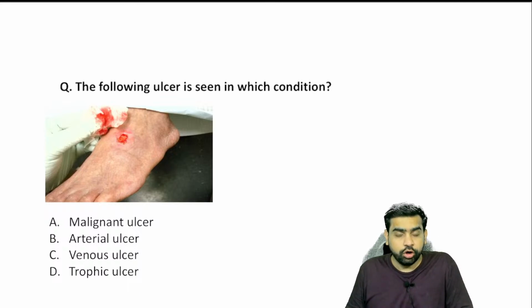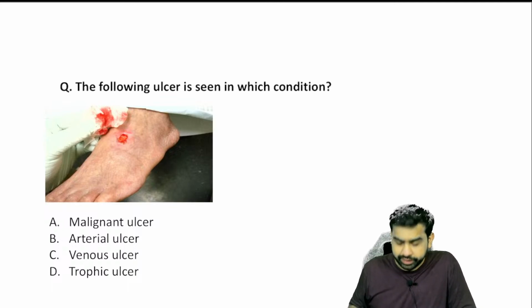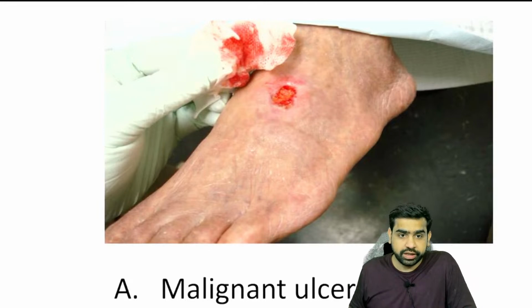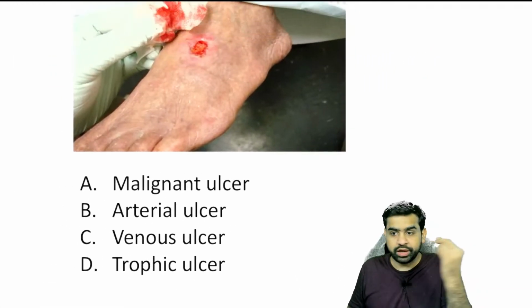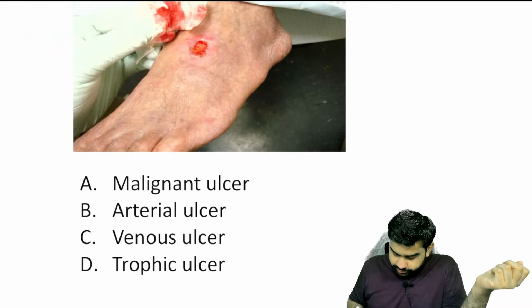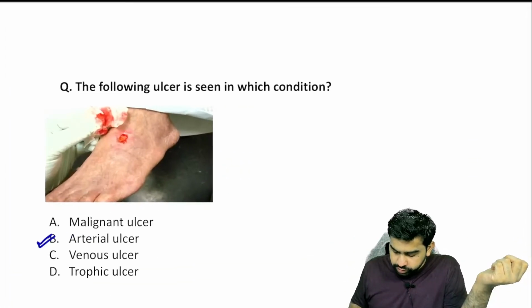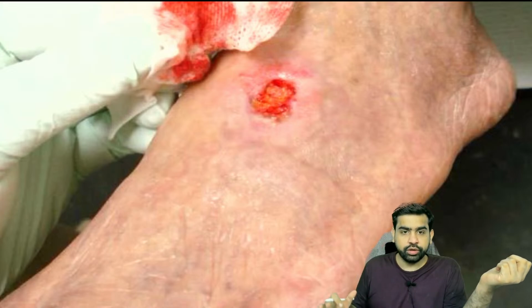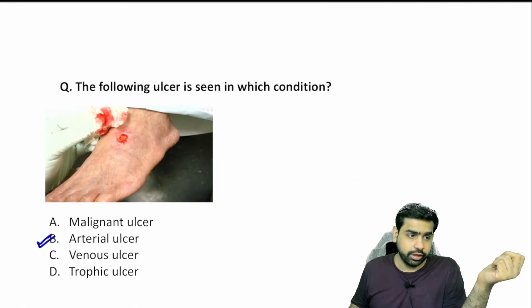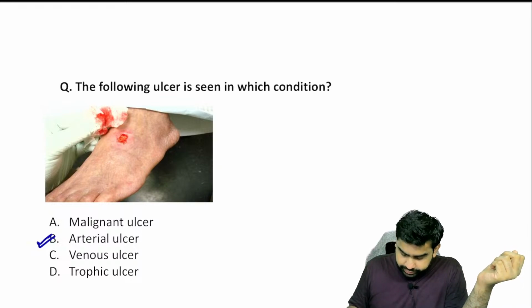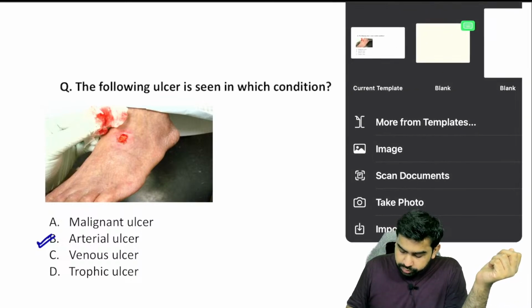Okay, so the following ulcer is seen in which condition? You have this image in front of you. Is it a malignant ulcer, arterial ulcer, venous ulcer, or trophic ulcer? The answer over here is an arterial ulcer. You have a punched out looking ulcer present on the lateral aspect of the leg. So let's talk about the arterial ulcers.